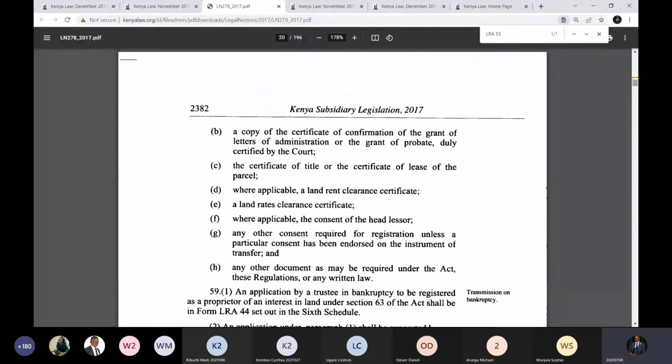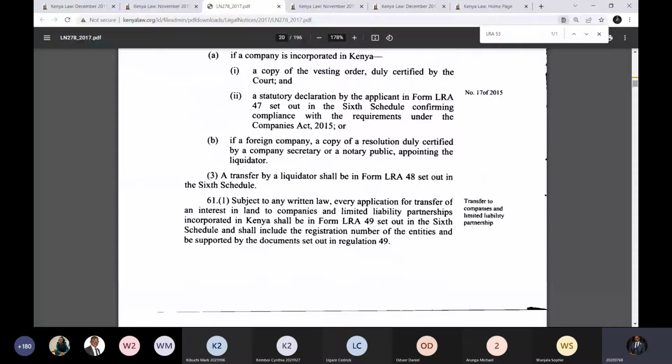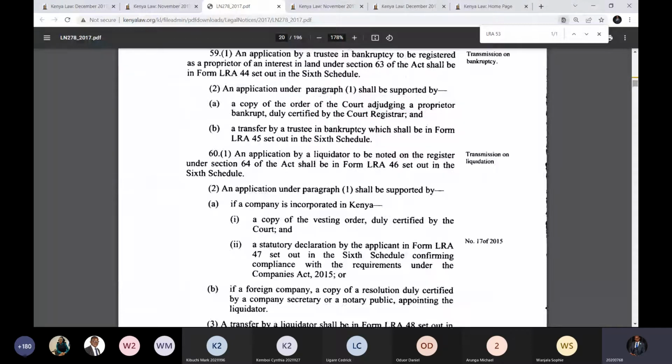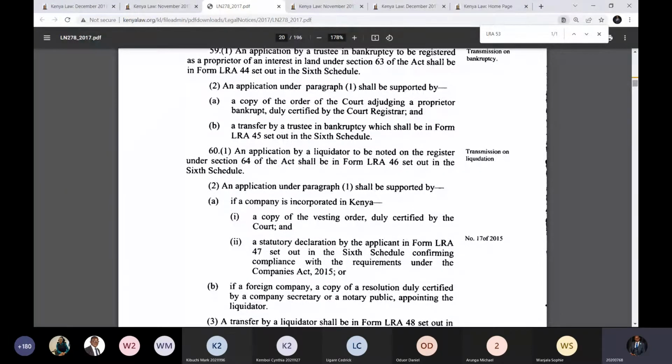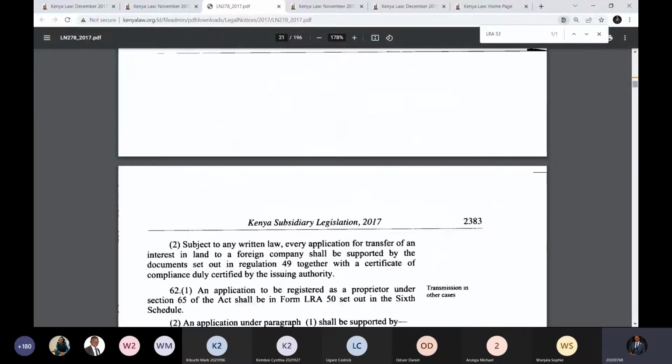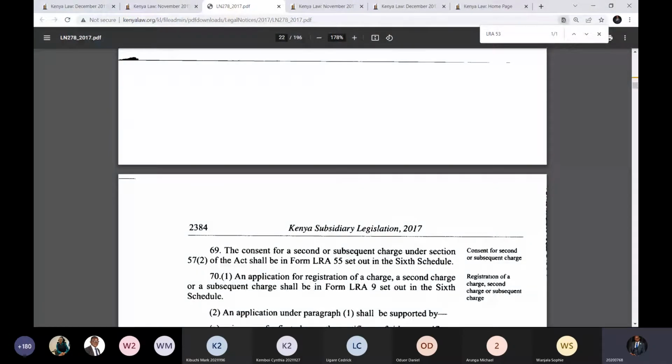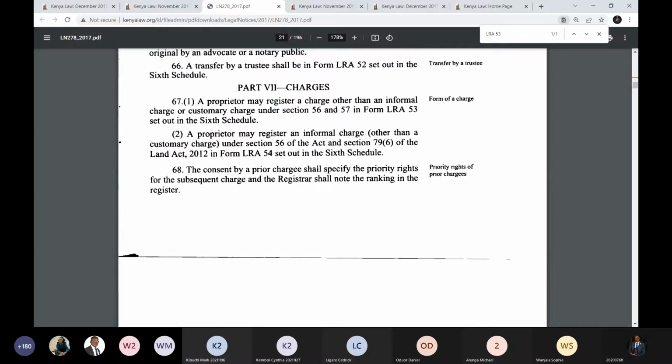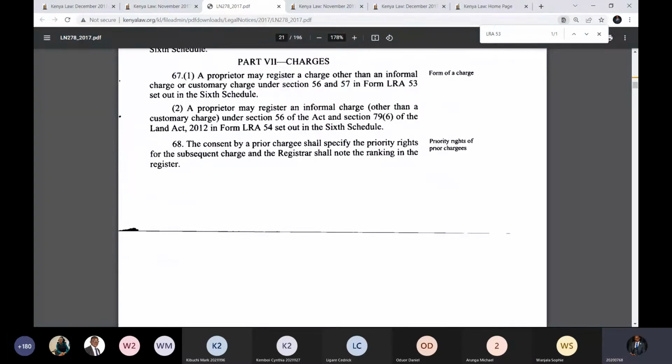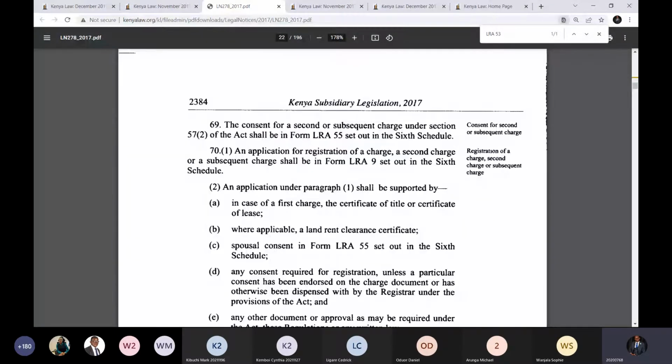So after you have a properly executed document, the next thing that has to happen is that the advocates for the chargee present it for registration. But before you present it for registration, there are documents that you need to have, the supporting documents Odwar is talking about. All of these are found under regulation number 70. Here it is.